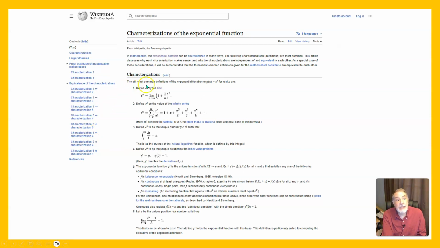And it lists the 6 most common definitions of this exponential function, e to the x, for real numbers x. So you could define it as this limit, or in terms of an integral, or an infinite series, or a differential equation, or things like that. But all of these definitions, all of these starting points, rely on some calculus concept. So how you go about proving things about e to the x depends on what you start from as your definition of e to the x. What are you taking as your starting point?